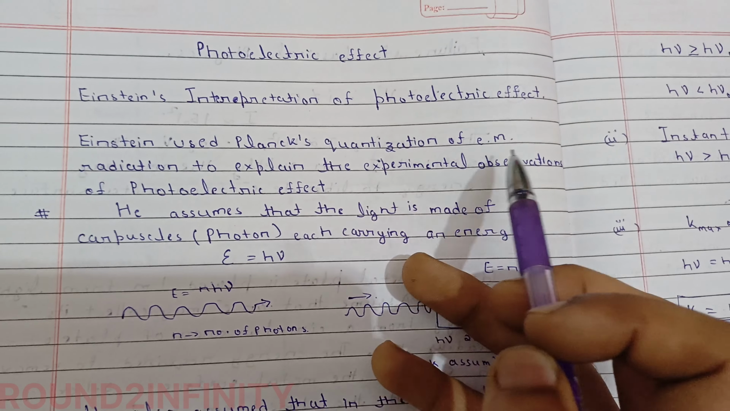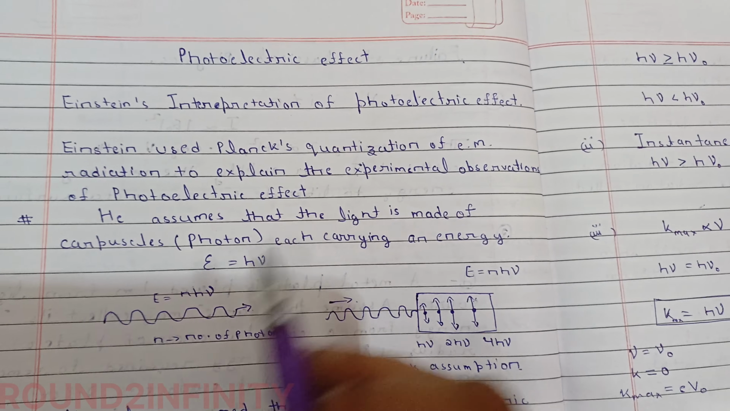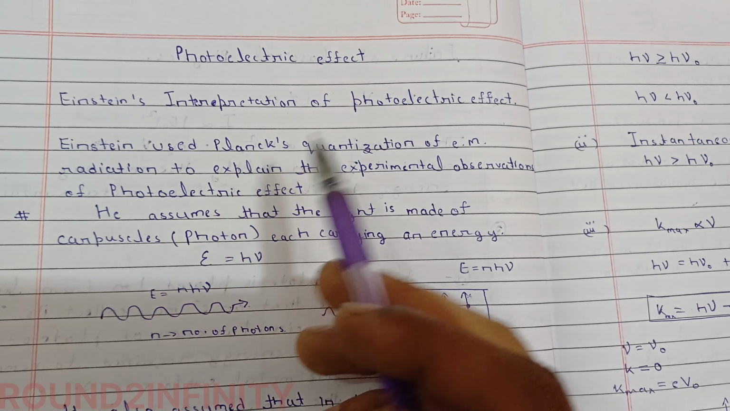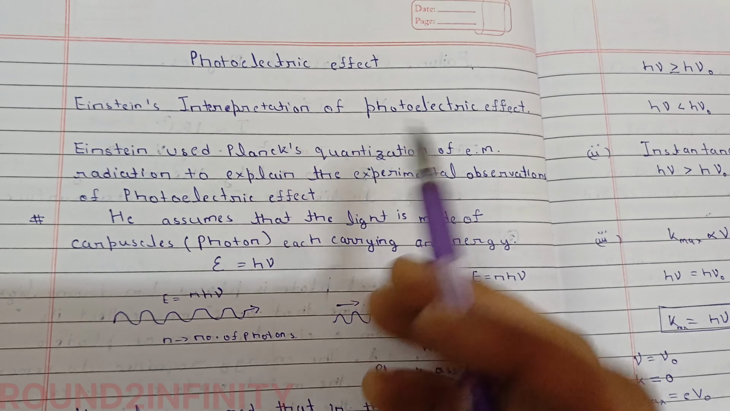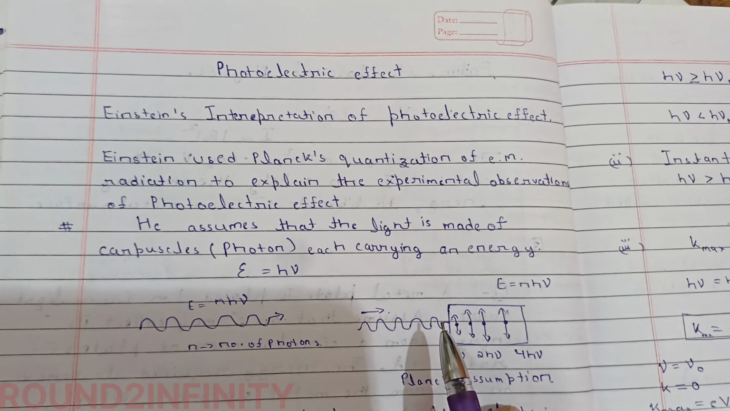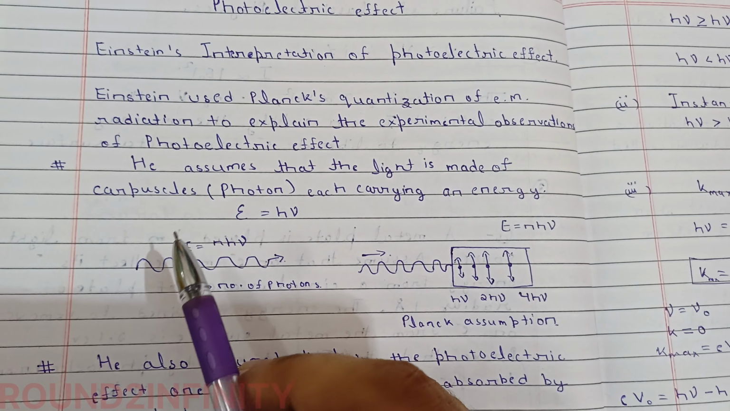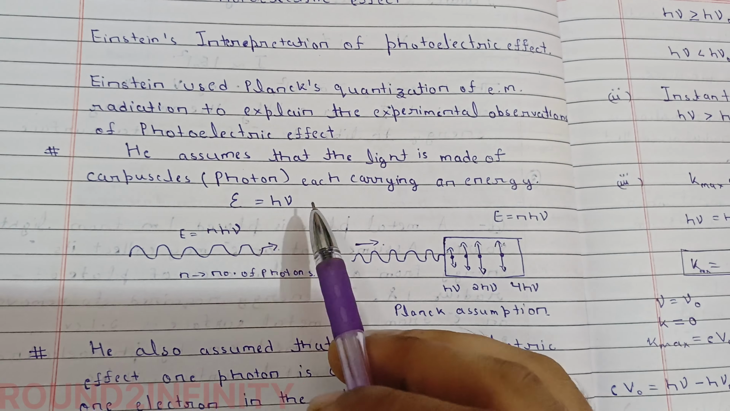Einstein used Planck's quantization of electromagnetic radiation to explain the experimental observations of the photoelectric effect. He used the idea that energy is quantized, or discrete, and with it he was able to explain the effect. He assumed that light is made up of corpuscles, that is photons, each carrying an energy equal to h nu.